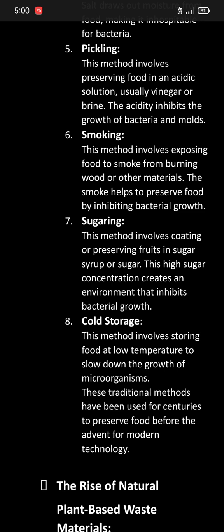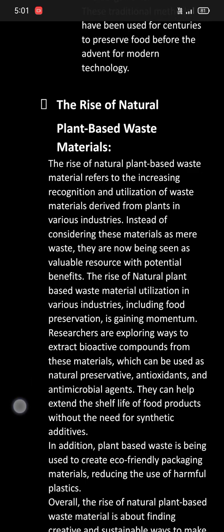Sugaring. This method involves coating or preserving food in sugar or syrup. This high sugar concentration creates an environment that inhibits bacterial growth. Next is cold storage. This method involves storing food at low temperature to slow down the growth of microorganisms. These traditional methods have been used for centuries to preserve food before the advent of modern technology.